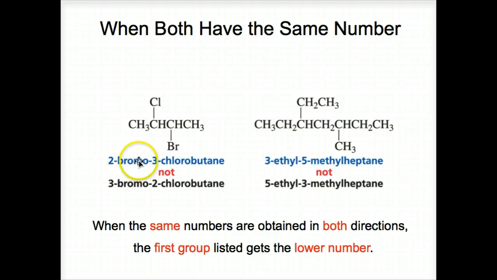But here's bromo, chloro. Bromo, B comes before C. So we're going to put the lowest number on the first one, 2-bromo. It's always better to get the lowest number if we can in the very beginning of the name. So 2-bromo, and there's 3-chloro. Butane. Same principle applies over on the right.